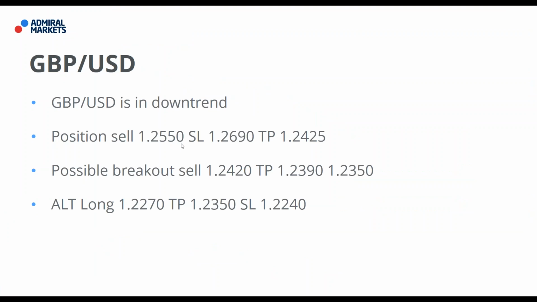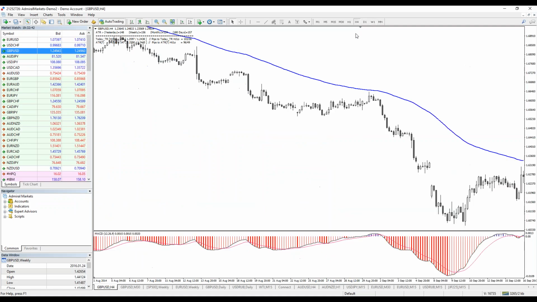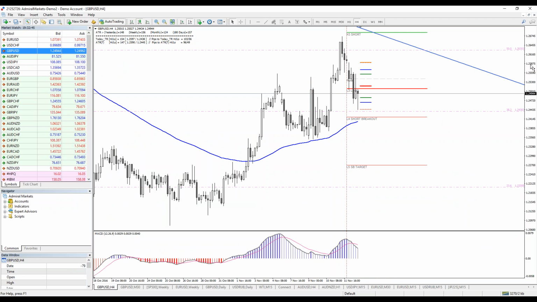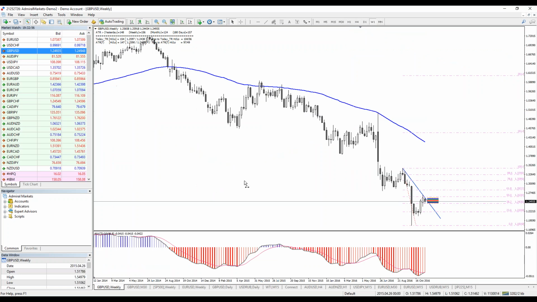For me, I gave you a pound dollar buy setup a week ago, but now because dollar is gaining strength and because pound dollar has reached the 50 retracement of the last swing, I would go again with a sell trade. For me, sell is 1.2550. 1.2550, guys, for me is a possible sell trade. I mean, this sell is still going on, it's happening.